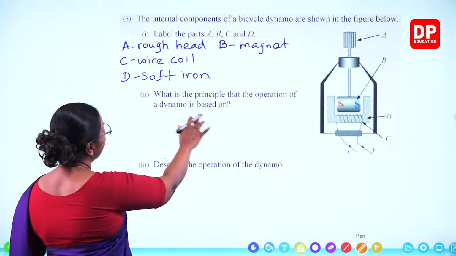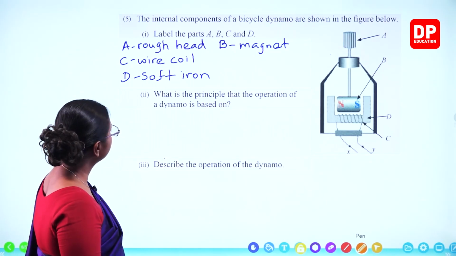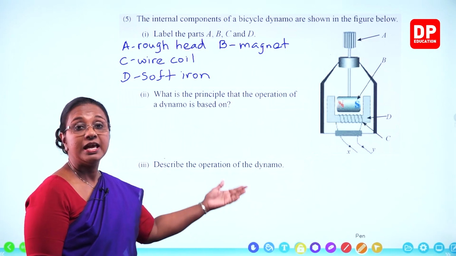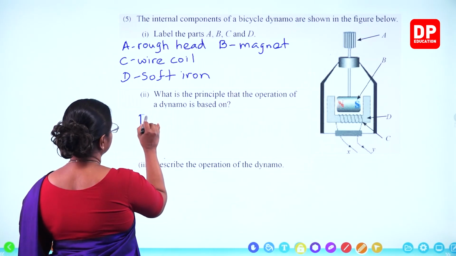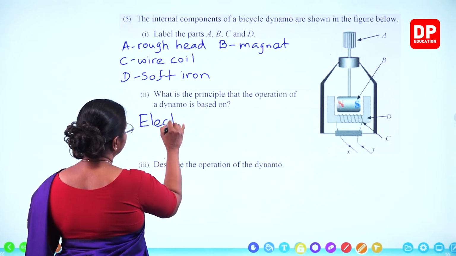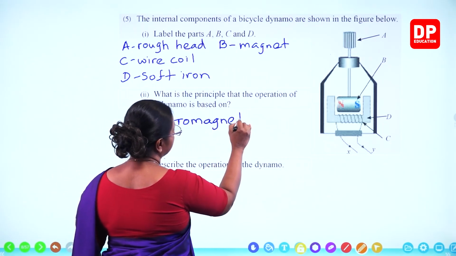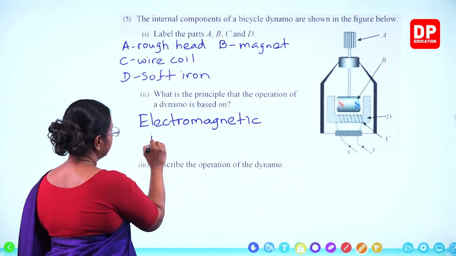I have already answered this. The second question: what is the principle that the operation of a dynamo is based on? Electromagnetic induction.